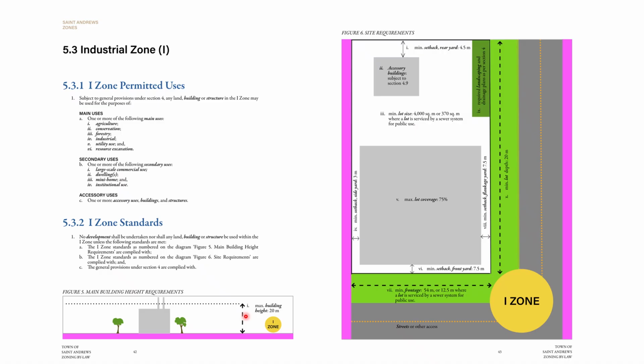So standards. Height, very permissive, pretty significant setbacks. Also, where this lot exists, there's green space buffering around it. And dependent on sewer and water systems, you can have different lot frontages and lot areas.